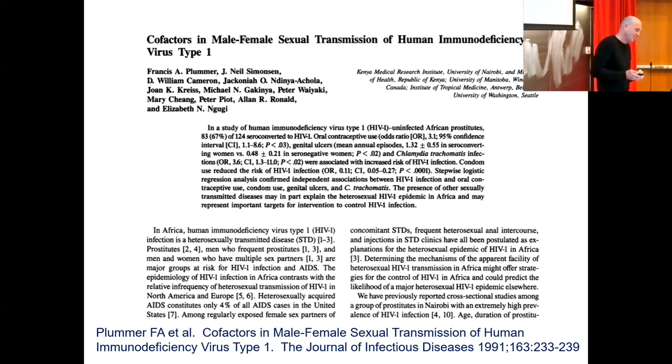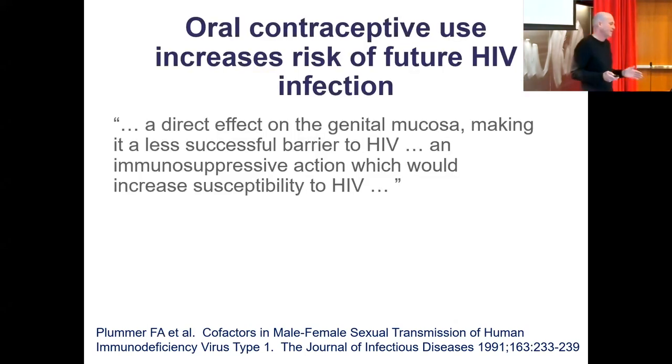In the late 1980s, early 90s, I was working largely on HIV, reading the literature and doing studies about transmission of HIV. Two papers came out pretty much at the same time about the cofactors in male to female sexual transmission of human immunodeficiency virus. The first paper suggested that oral contraceptive use increased susceptibility to HIV infection, by having a direct effect on the mucosa, making it less protective against HIV, and having an immunosuppressive action, which would increase susceptibility to HIV. That sounds pretty plausible to me.